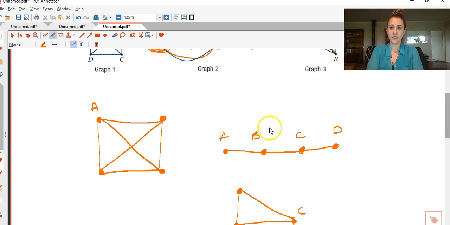Okay, let's leave it there. In the next video I'm going to start talking about these connected graphs and bridges in them.